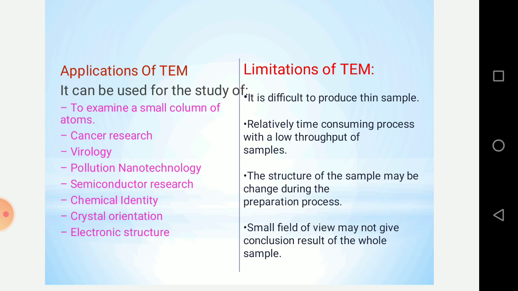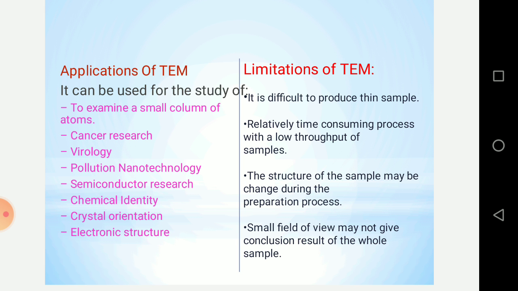Chemical identity means if you take a particular chemical like calcium carbonate, we can differentiate calcium and carbonate by using this transmission electron microscope. We see the particular structure of any chemical, meaning we can see the minute atomic structure, and we can identify that chemical by looking at it.